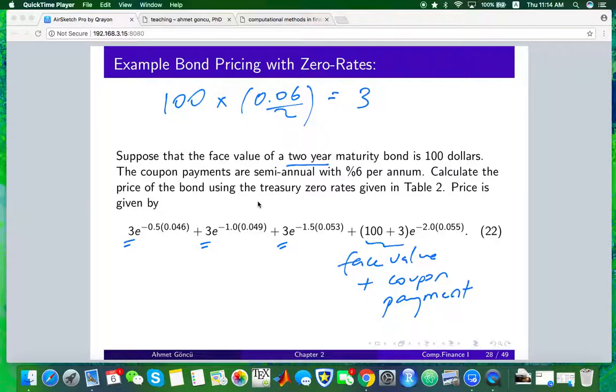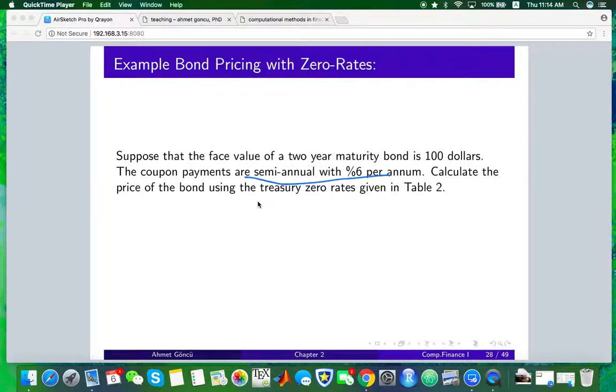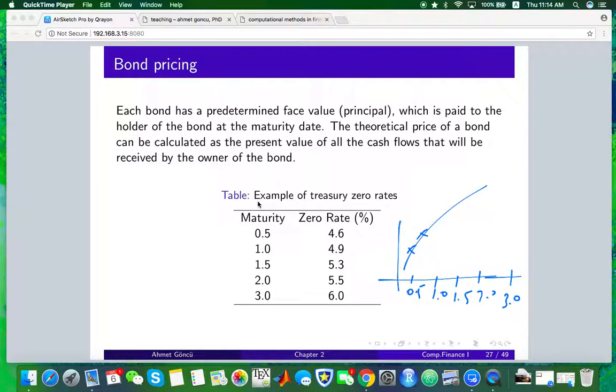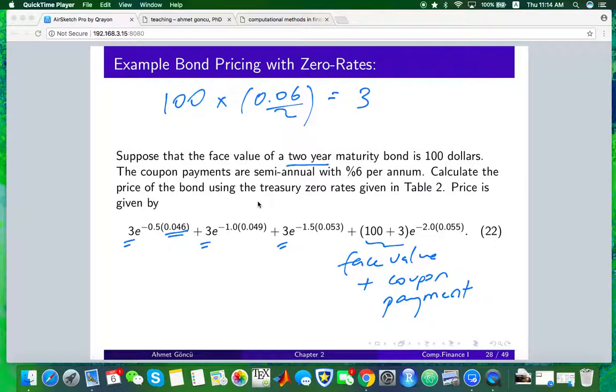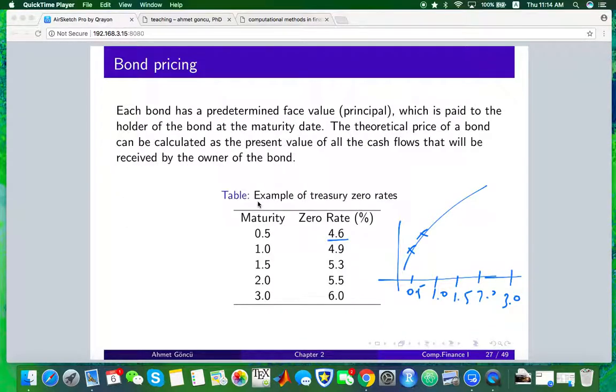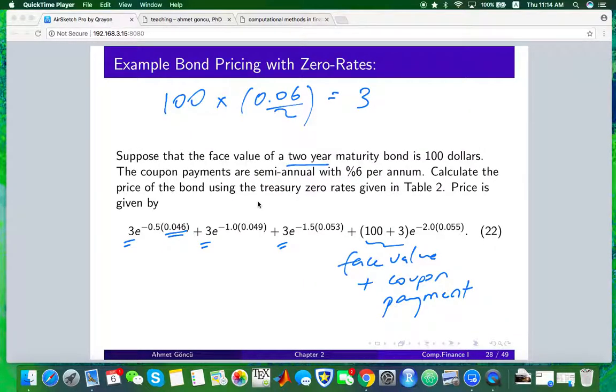Here we are using the continuous compounding, which is okay, and you have this is 0.5 years that you will get the first coupon payment of $3, and you need to use the zero rate from our previous table, which is 4.6% for this given maturity. So this is 4.6%, and then for the 1-year maturity, what's the zero rate? You have 4.9, and you need to write it as 0.049 for the 1-year maturity.